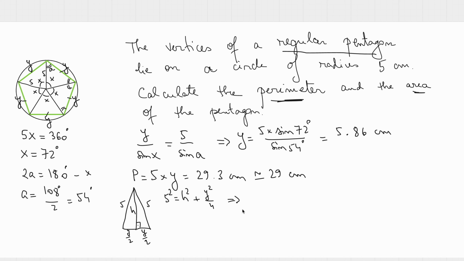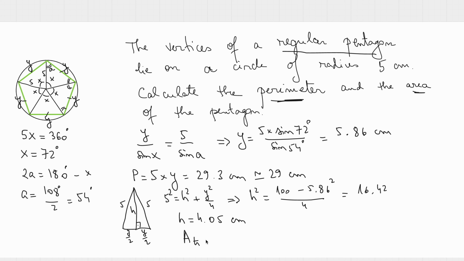And from here, if we replace the values, we'll get that h squared is 25 minus 5.86 squared over 4, so 16.42. So the height is the square root of 16.42, which is 4.05 centimeters. And how do you compute the area of a triangle?